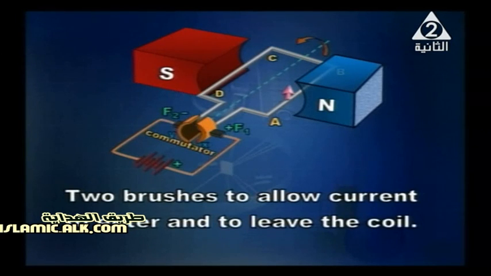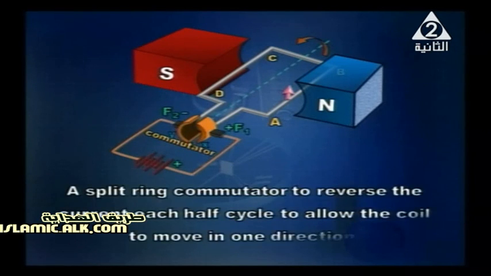And we've got two brushes. The function of the brushes is to allow current to enter and to leave the coil. Also, we've got something very important, which is the commutator, or a split ring commutator. The function of the commutator is to reverse the direction of the current each half cycle to allow the coil to move in one direction.